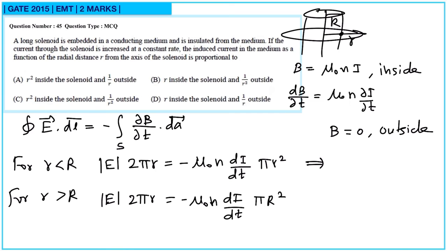So now for the first case, this will be E, and then we have to find out the dependence on r. So r and r square, so it will be proportional to r. And for this case, E is proportional to, this capital R square is constant, so it will be proportional to 1 upon r. So here option D is correct: r inside the solenoid and 1 by r outside the solenoid.